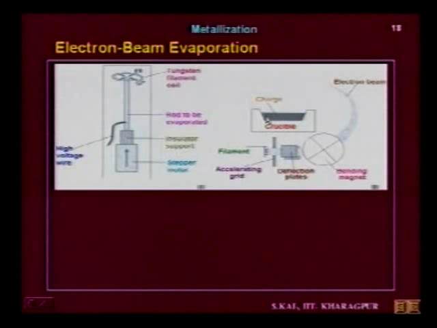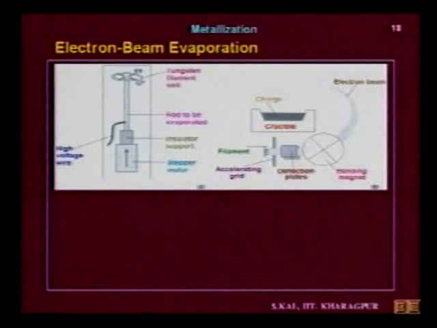So this arrangement will produce very high quality, pure metal films, compared to resistive heated and inductive heated evaporation. Resistive heated evaporation gives you a lot of contamination or impurity from the filament, because the filament is directly in contact with the metal. With inductive heating, contamination will be there, but it is less compared to resistive heating. But here there is almost nil contamination from the crucible or the hearth.